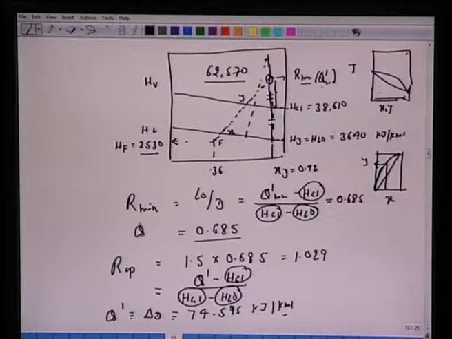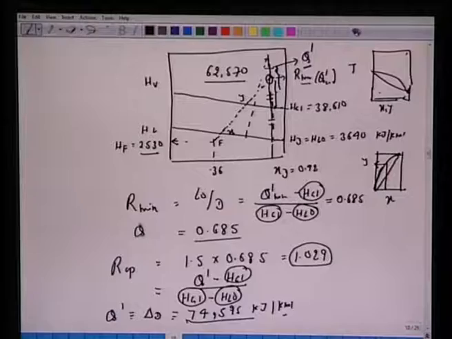Somebody can also take this ratio of R min and take 1.029 as the operating reflux ratio to mark this Q dash here. So either we take the segment in proportion to 1.029 to mark this Q dash, and we can read this, or we can calculate this enthalpy of 74,595 directly from this graph, or we can calculate from here. Each of this will give the same result.